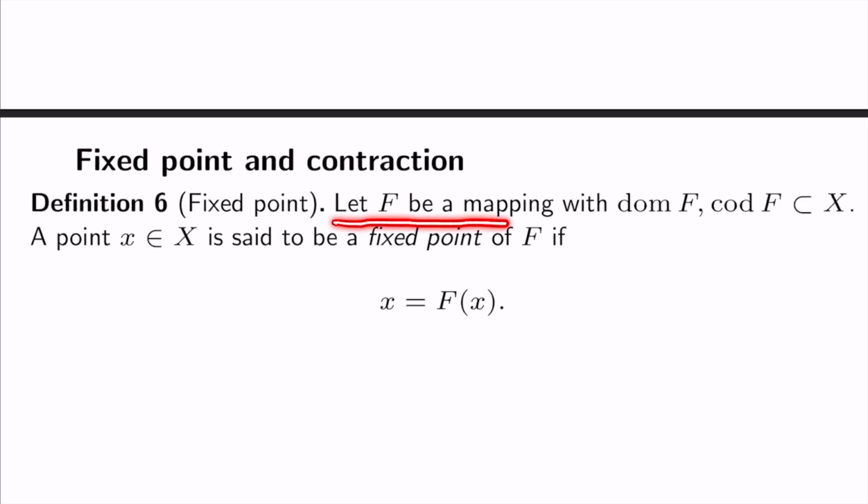Now, let's define the fixed point more formally. Let F be a mapping with its domain and codomain being subsets of X, where X is some space. A point x, lowercase x, in the space X is said to be a fixed point of F if x is equal to f of x.